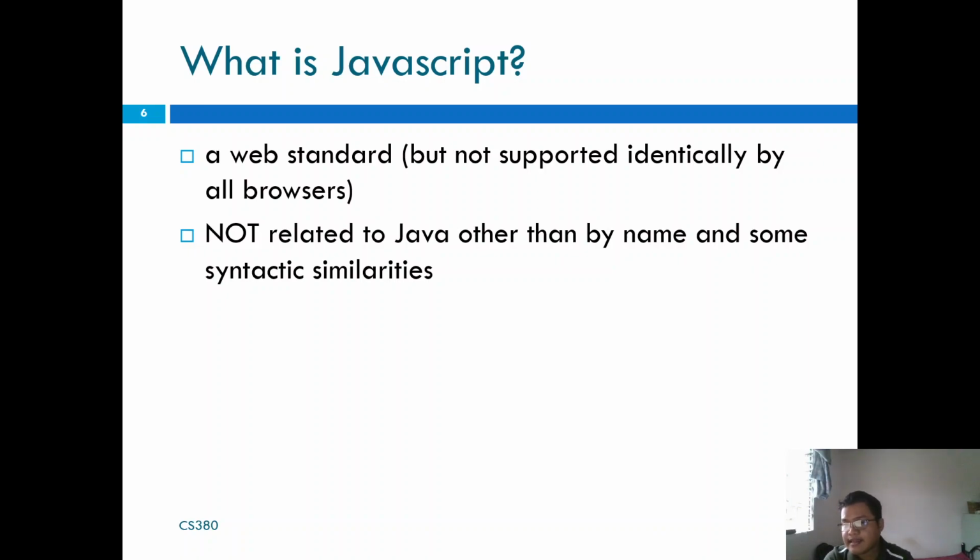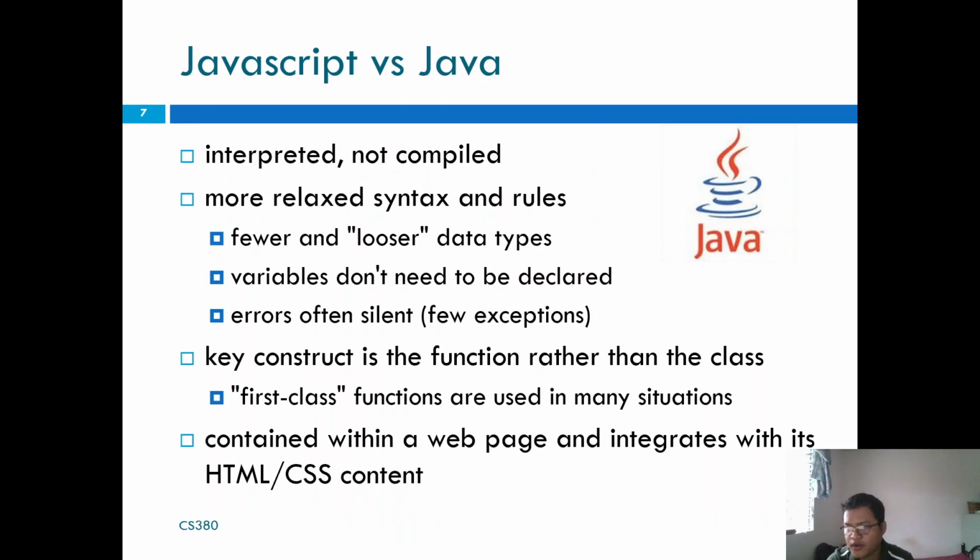And JavaScript is not related to Java. It's different from Java. It's other than by name and some syntactic similarities. It's really different from Java. First of all, JavaScript is interpreted and not compiled, whereas Java is compiled. Meaning, JavaScript is interpreted, Java is compiled.